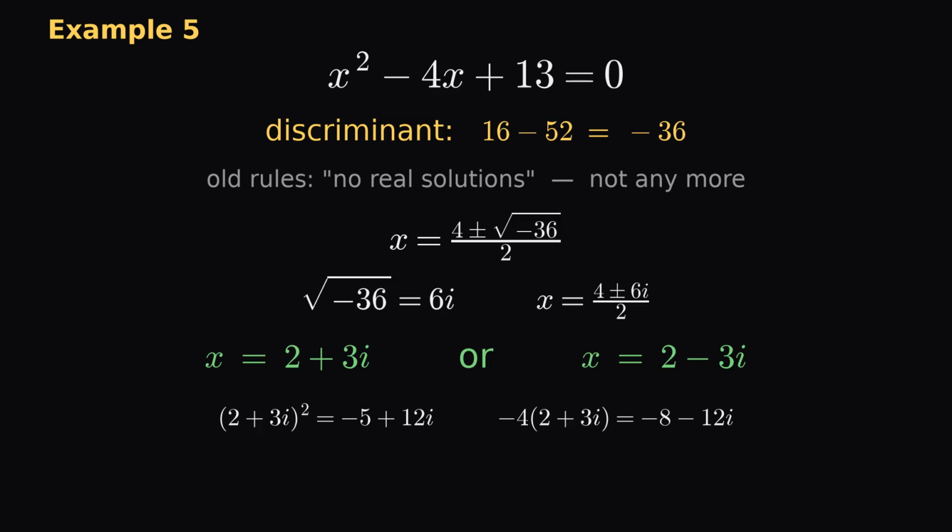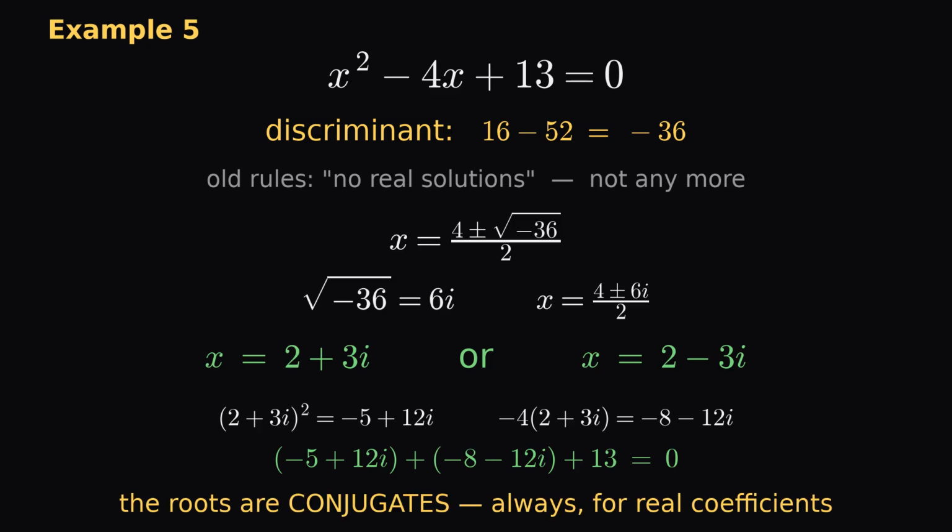And check one of them. 2 plus 3i all squared is 4 plus 12i plus 9i squared. That's minus 5 plus 12i. Then minus 4 lots of 2 plus 3i is minus 8 minus 12i. Add 13. Minus 5 minus 8 plus 13 is 0. And 12i minus 12i is 0. It works. And now notice the pattern.